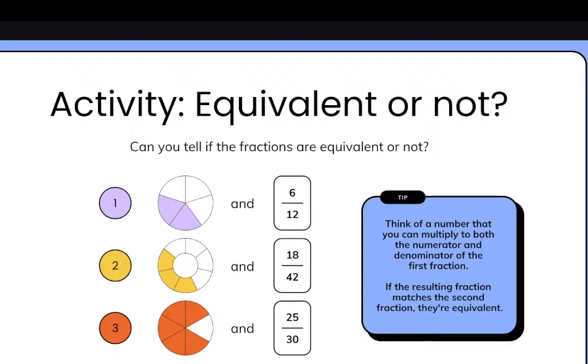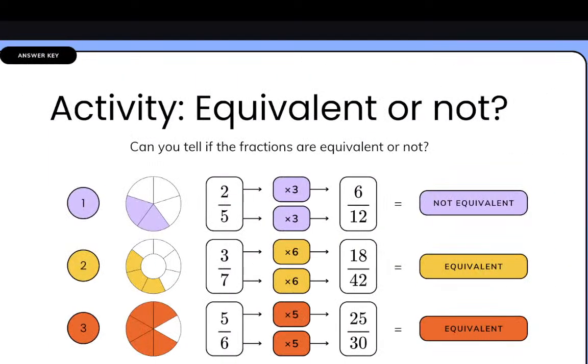Okay, so let's walk through this one together. First, let's go over here. Here is the answer key, okay? For the first pair, we multiply times 3 equals 6, but 5 times 3 equals 15. But those are not equal. 12 and 15 are not equal. So that means 2/5 and 6/12 are not equivalent.